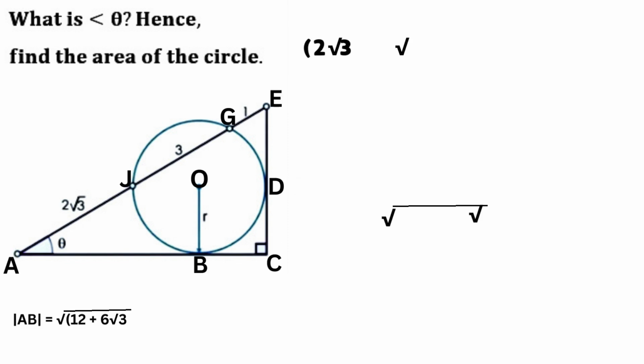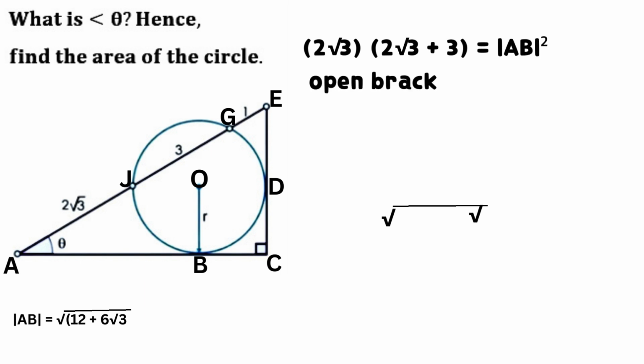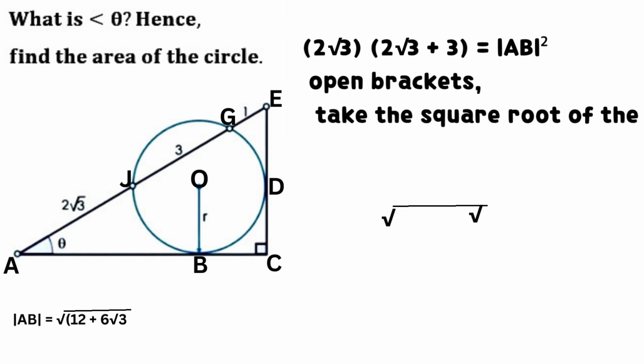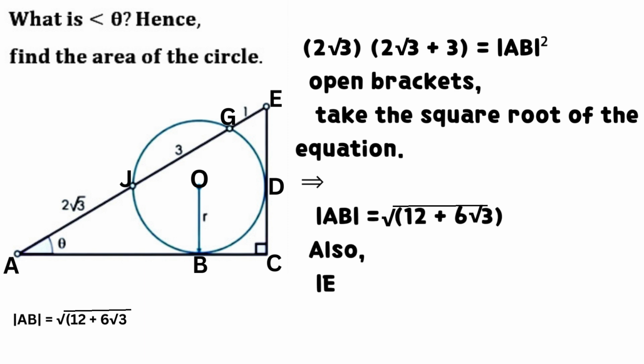It implies that the product of 2 times the square root of 3 and the sum of 2 times the square root of 3 and 3 equals the square of line AB. Open brackets, simplify, and we have that the sum of 12 and 6 times the square root of 3 equals the square of line AB. Take the square root of the equation.